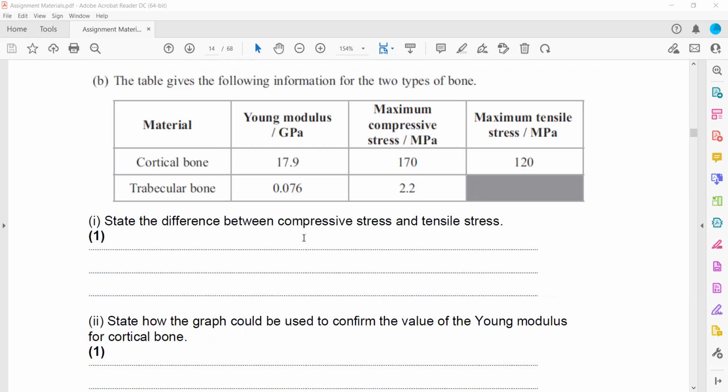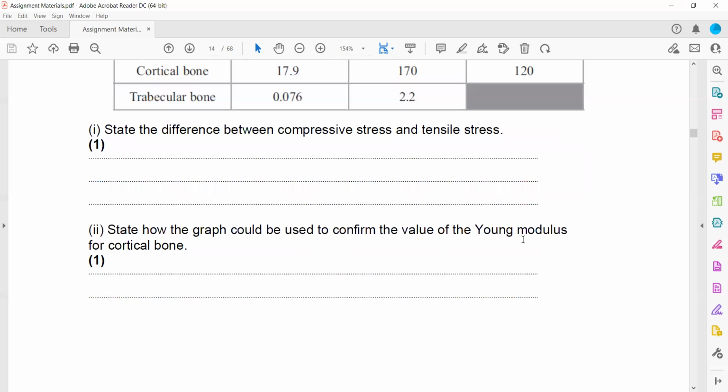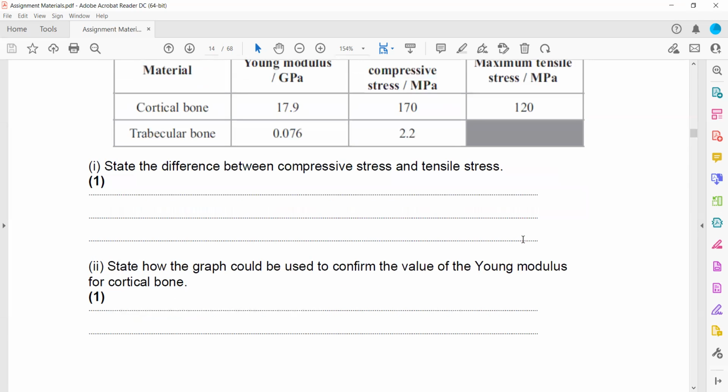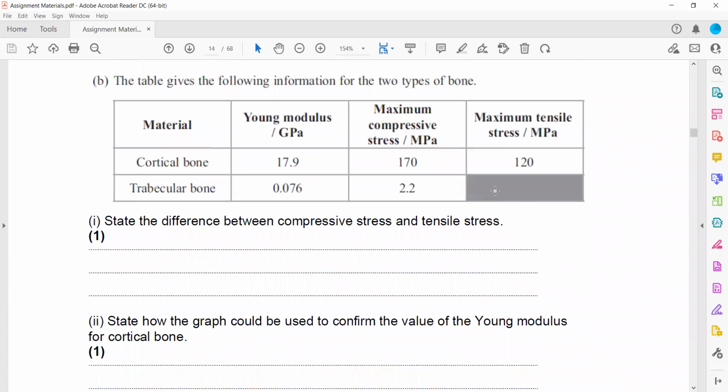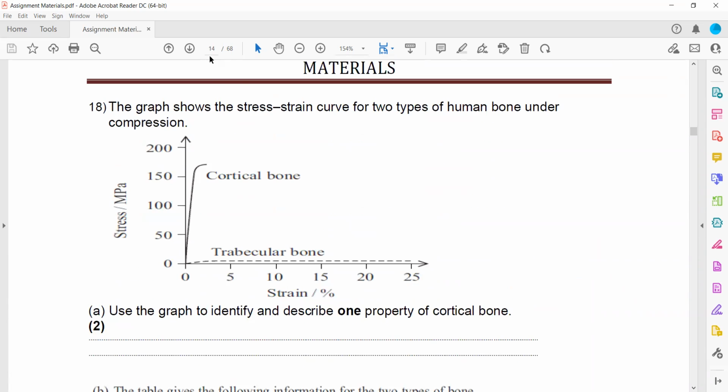Then how could the graph shown be used to confirm the value of the Young's modulus of a cortical bone? Like how we can find the Young's modulus of a cortical bone. So what we can do, we can just simply find the gradient of a straight line, not the curved part, the gradient of a straight line to get the value for Young's modulus.